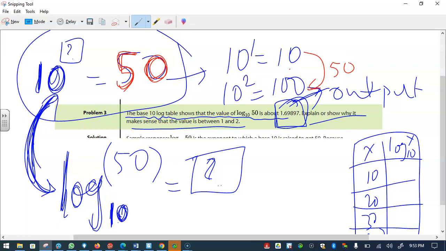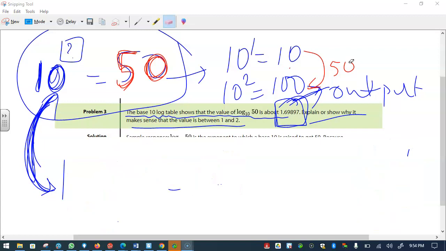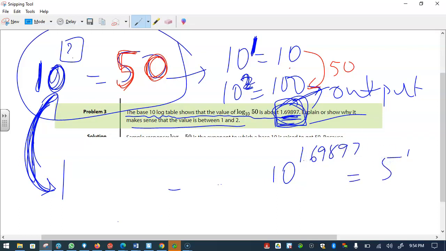So when the question asks whether this makes sense, it's because this number has to be between 1 and 2. Input 1 gives 10, input 2 gives 100. So 10 raised to 1.69897 is 50. It makes sense because the value has to be between 1 and 2.